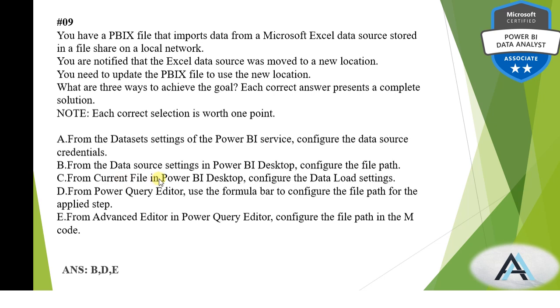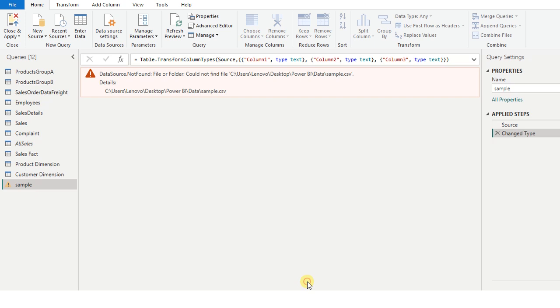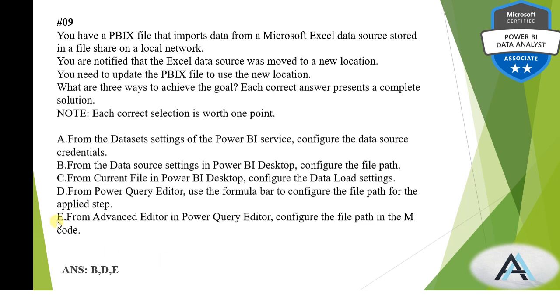Next, option C, from the current file in Power BI desktop, configure the data load settings. This will also not work because data load settings will not help you to find out the file path. Okay, option D, Power Query Editor, use the formula bar to configure. Okay, try to go to Power Query Editor. Here in source settings, formula bar, this is the formula bar, you can edit the file path. So option D will work.